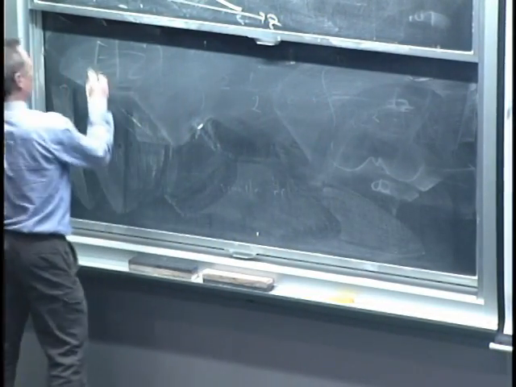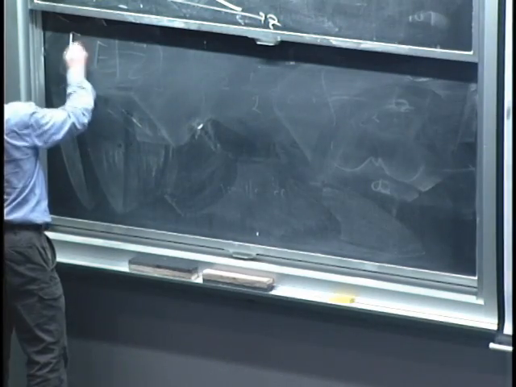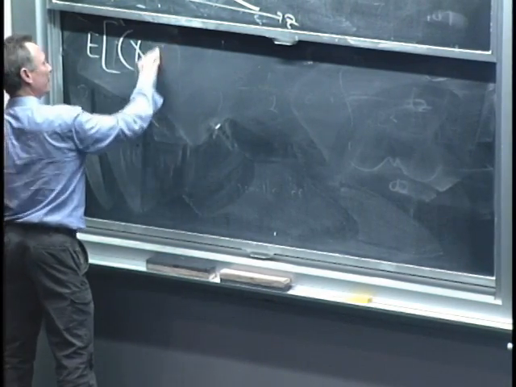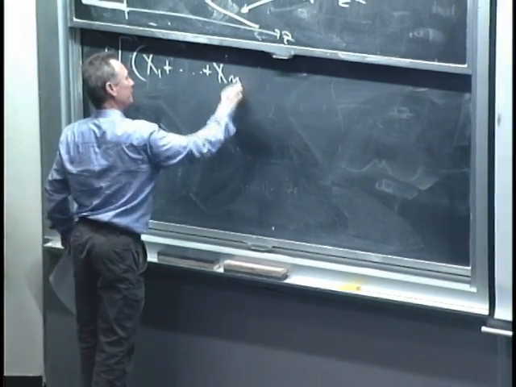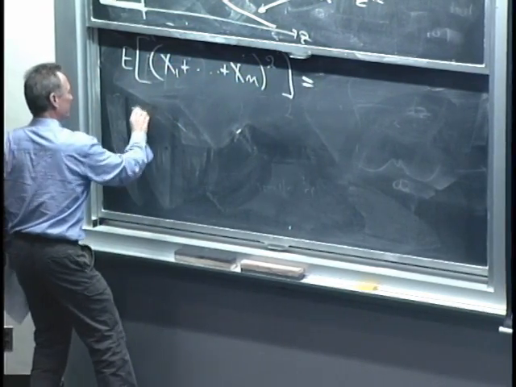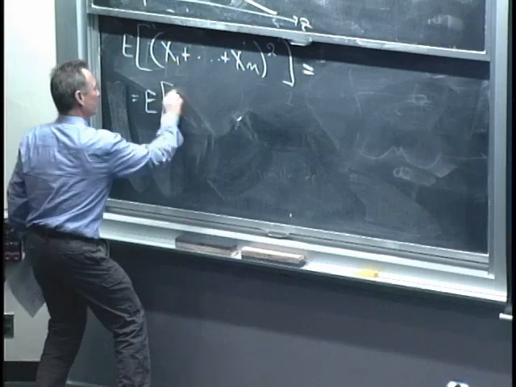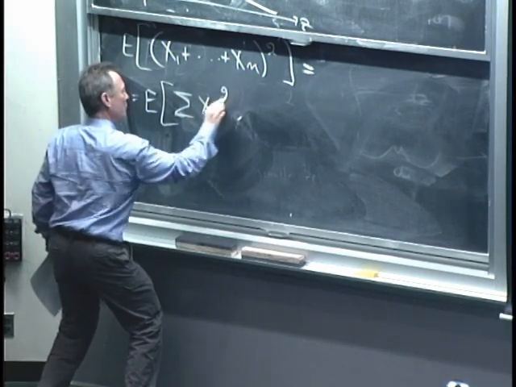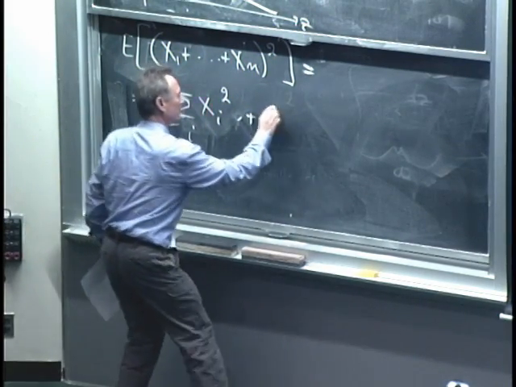And we want to calculate the variance. So the variance is going to be the expected value of (x1 + ... + xn) squared. What you do is you expand the square, and you get the expected value of the sum of the xi squared. And then you get all the cross terms.